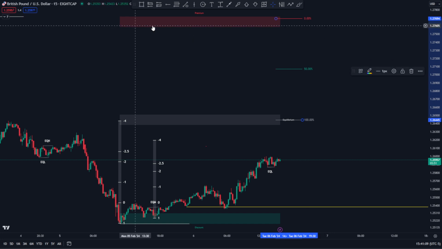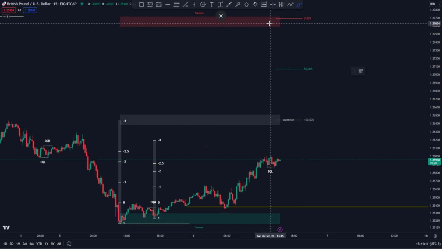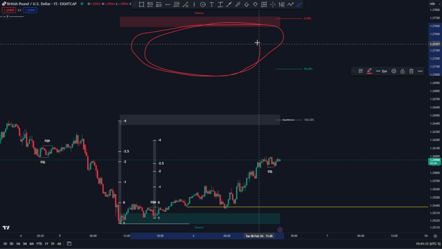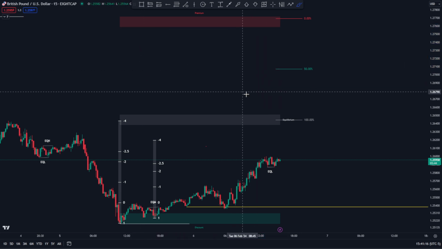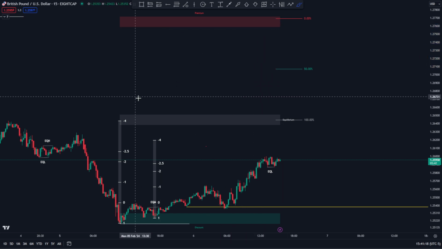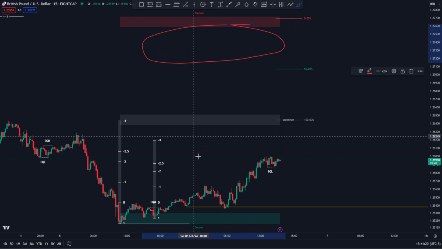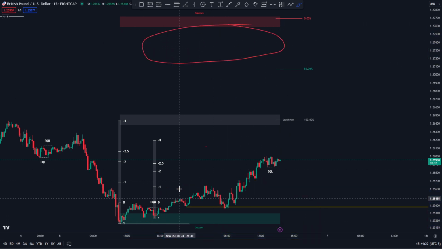If I'm in premium, I want to get into trades that are right up in this area. That's what I am looking for. I used to take them down here and still do at times, but I'm looking for right here, and I'm looking for way down here is what I'm after.